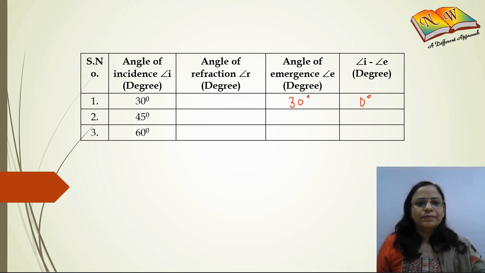Similarly, when you perform the experiment, when the angle of incidence is taken as 45 degrees, you will find that the angle of emergence will also be 45 degrees, and when the angle of incidence has been taken as 60 degrees, you will find that the angle of emergence has also been observed to be 60 degrees.